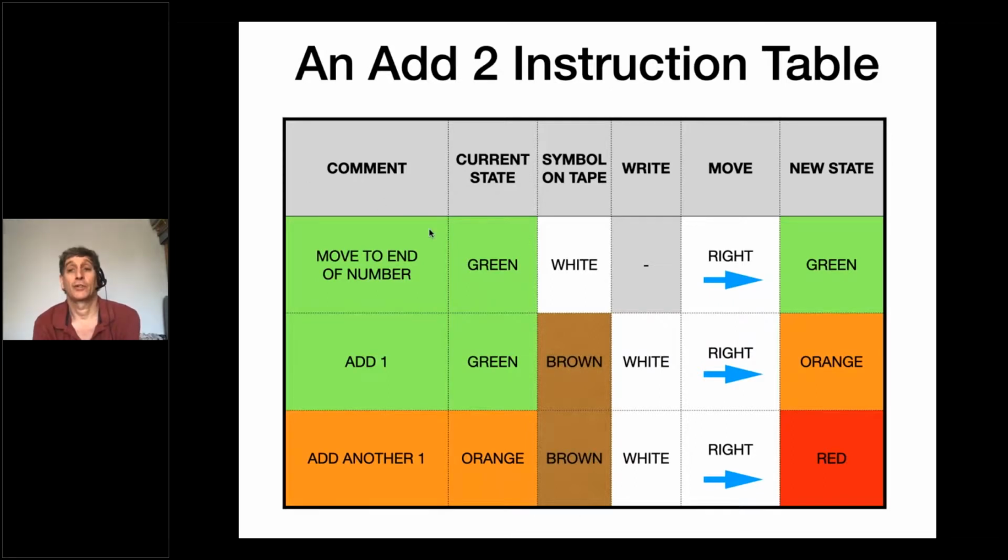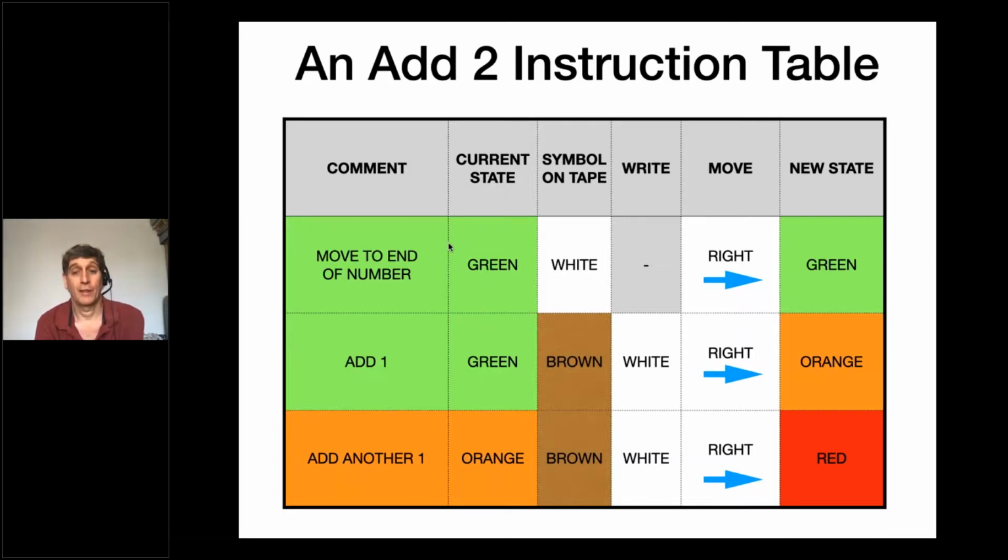So, an add-two instruction table. Basically, it's pretty simple. It's more or less what we just had. You first want to move to the end of the number. So let's think about the algorithm first. You move to the end of the number. You then add 1 to it at that end position you've just got to, and then you move into a new state that adds 1 more, and then you stop. And that's all there is to it.